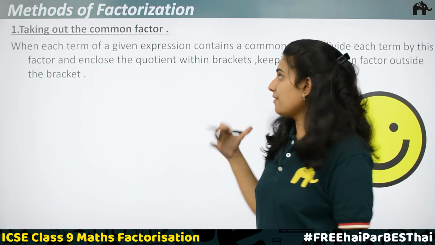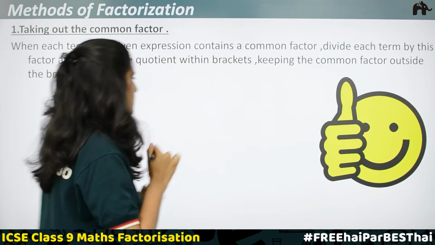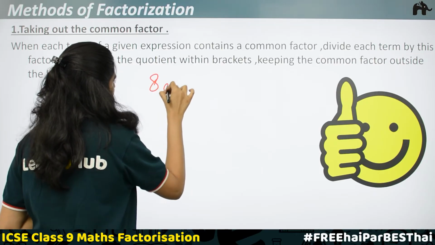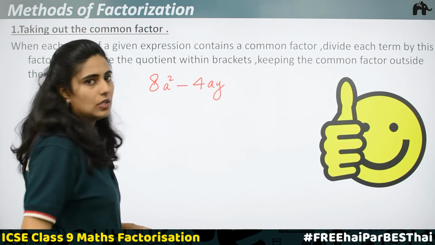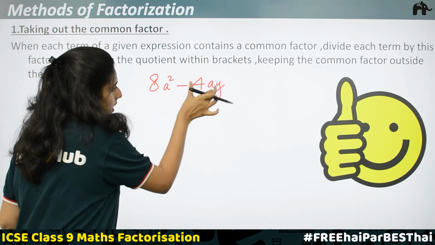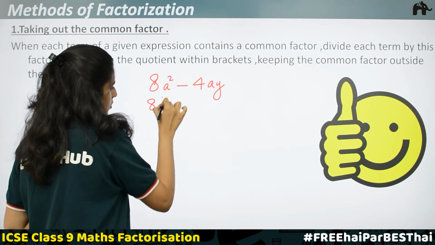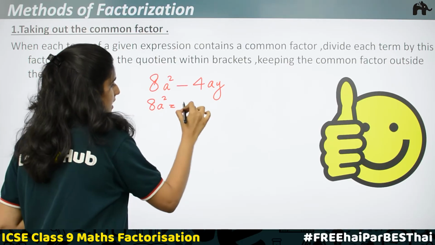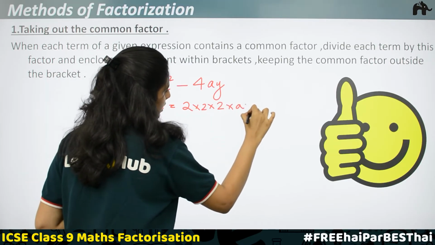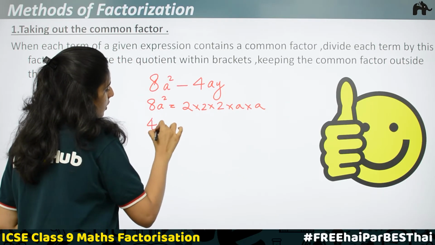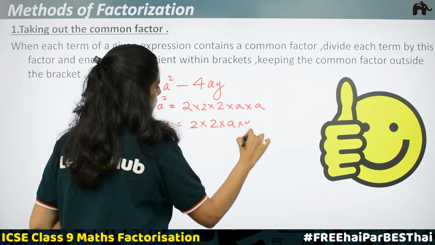The first method of factorization is taking out the common factor. We'll understand this with an example. For example, take 8a square minus 4ay. We have two terms here. Take these terms separately. First, 8a square. 8 can be written as 2 into 2 into 2, and a square is a into a. What about 4ay? 4ay can be written as 2 into 2 into a into y.